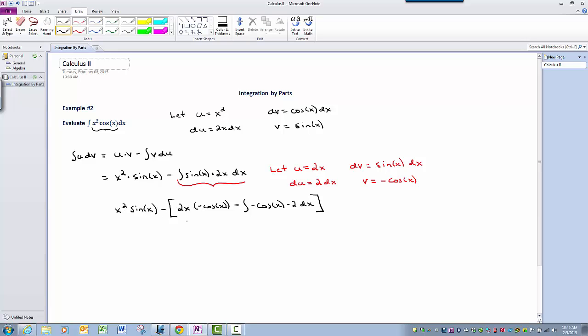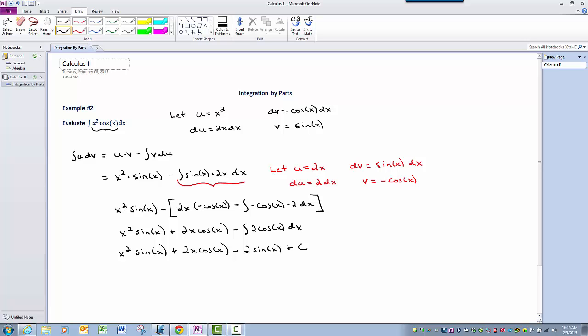So now I'm going to distribute this negative in and work around with this guy here. So I've got x squared sine x plus 2x cosine x. Negative and negative give me positive, but it's still minus. So minus 2 cosine x dx. So this will be x squared sine x plus 2x cosine x. The integral of cosine, the antiderivative here, we go back to sine, so this would be minus 2 sine x plus our constant of integration, just like that.